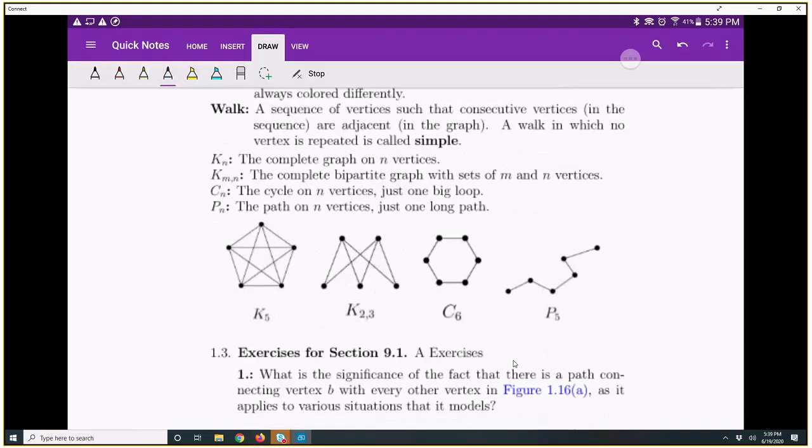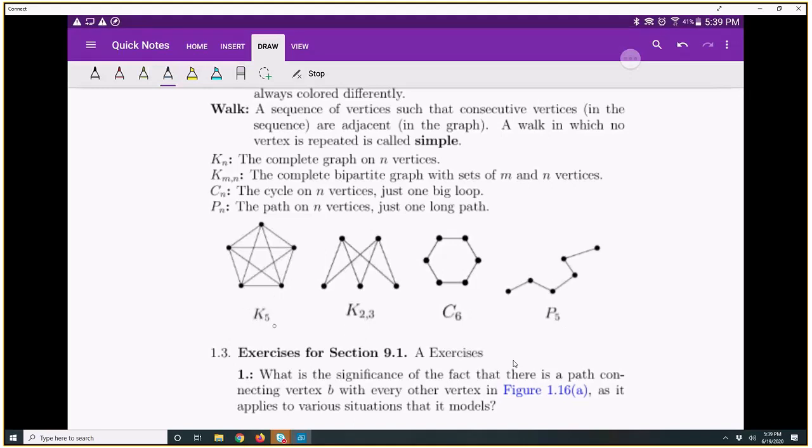Then just a little bit of notation here. We've already seen capital K sub n will denote a complete graph on n vertices. If we have a complete bipartite graph with sets of m and n vertices, then we'll denote that K sub m comma n. A cycle on n vertices will be C sub n, and a path on n vertices, P sub n. And here are some examples of what these could look like.